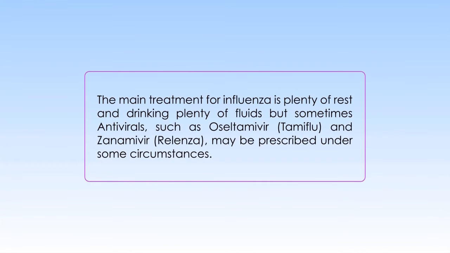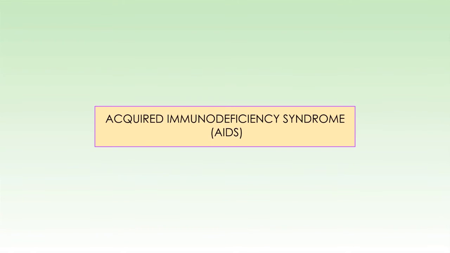So this pneumonia is a very serious infection of the lungs. The main treatment of influenza is plenty of rest and drinking plenty of fluids, but sometimes antivirals such as oseltamivir, which is commonly known as Tamiflu, and zanamivir, known as Relenza, may be prescribed under some circumstances. Next, we'll come to acquired immunodeficiency syndrome, known as AIDS.